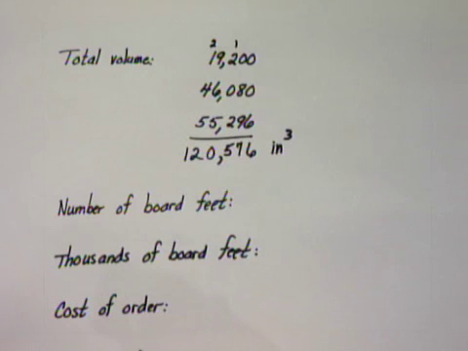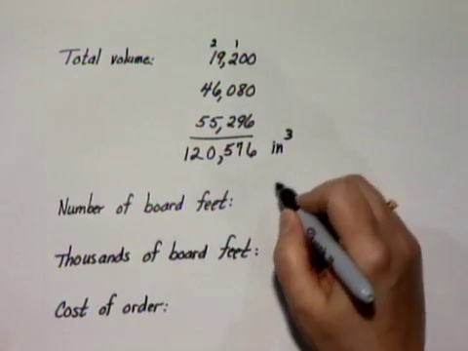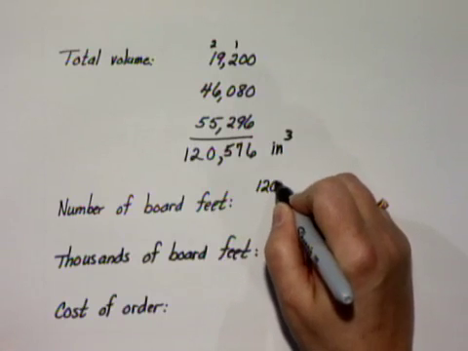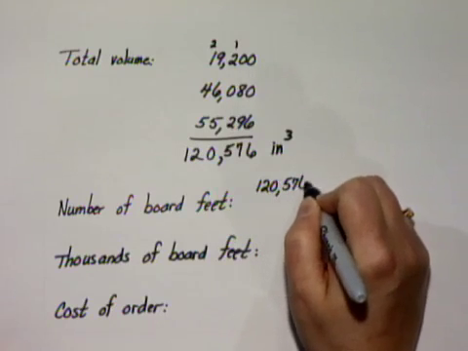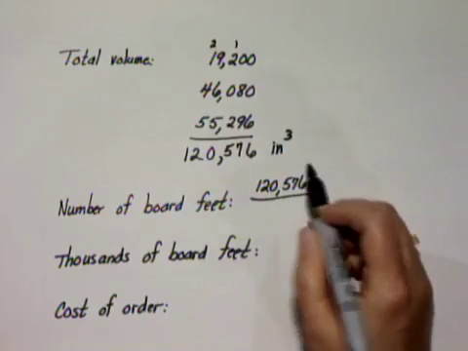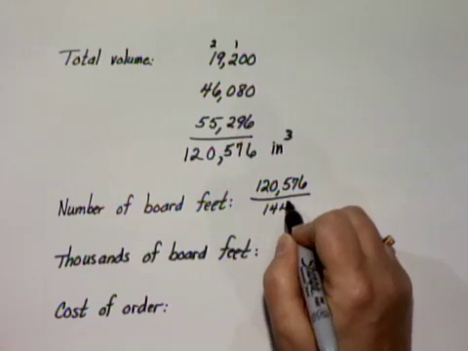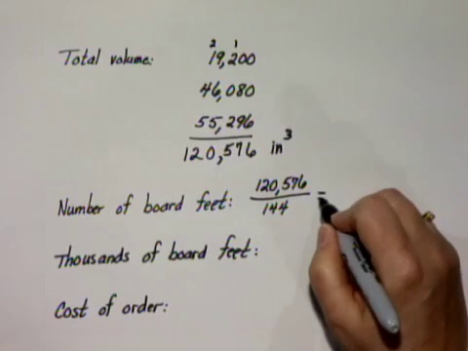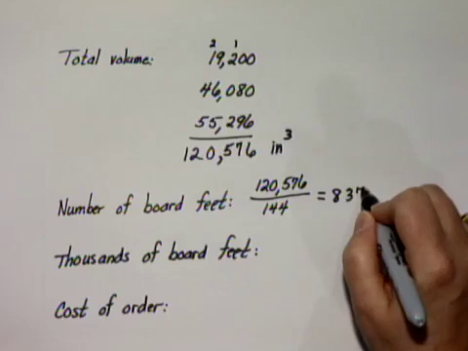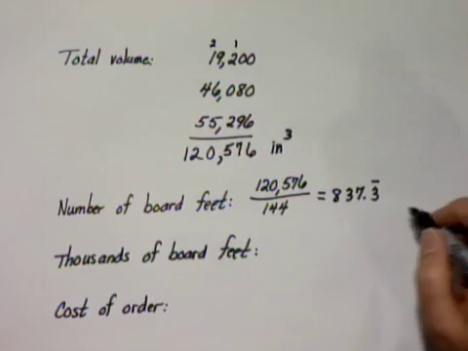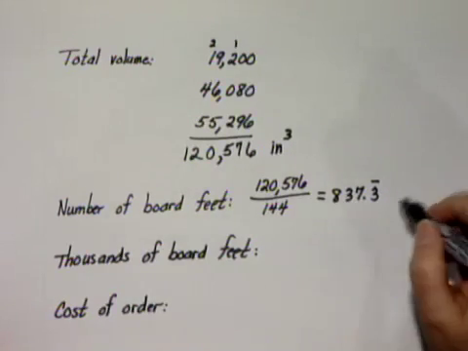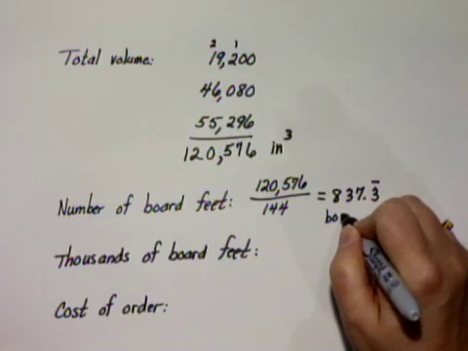Well, one board foot was 144 cubic inches. So we take 120,576 cubic inches, divide that by 144 cubic inches, and we get 837.3 repeating board feet. So this is how many board feet were purchased.